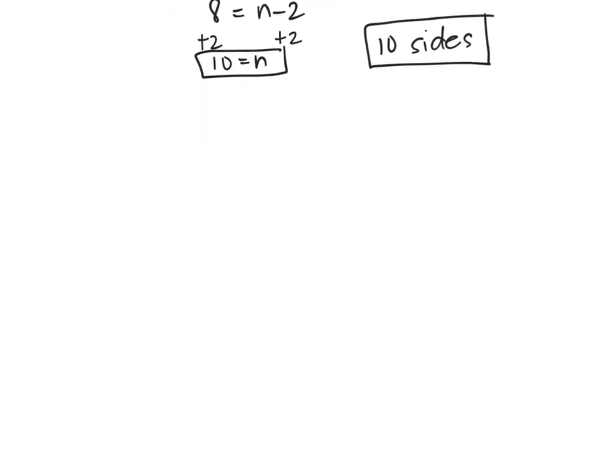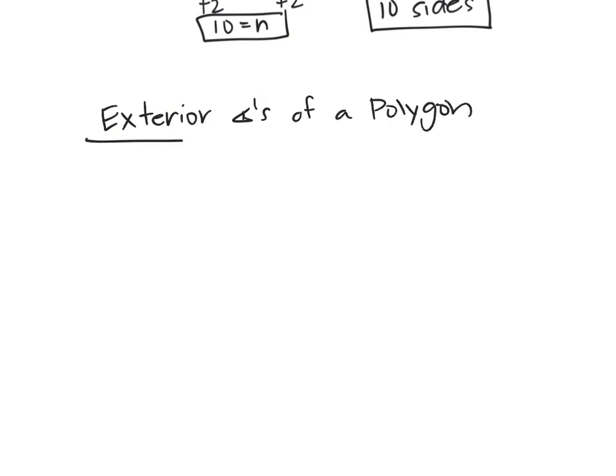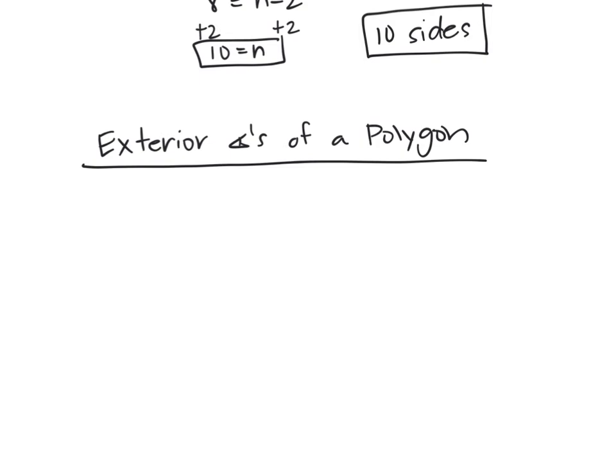Okay, the last thing we're going to talk about is how to find exterior angles of a polygon. And this formula is actually really nice and easy. So the exterior angles of a polygon. If I were to take a polygon, I'm going to draw a polygon we're really familiar with. I'm going to draw a triangle.